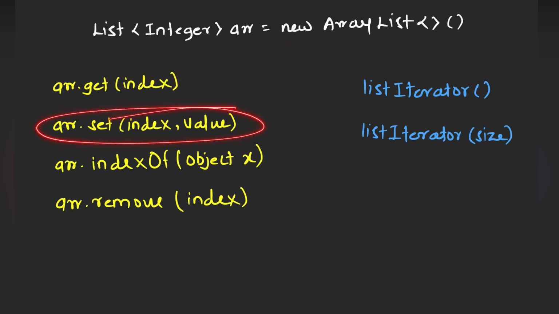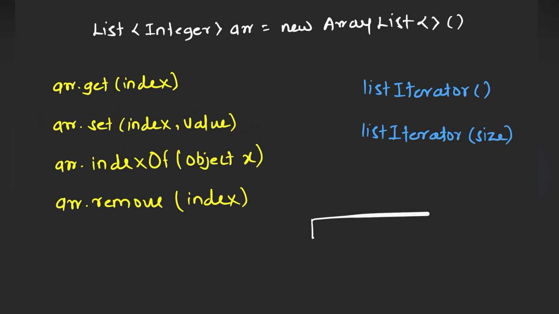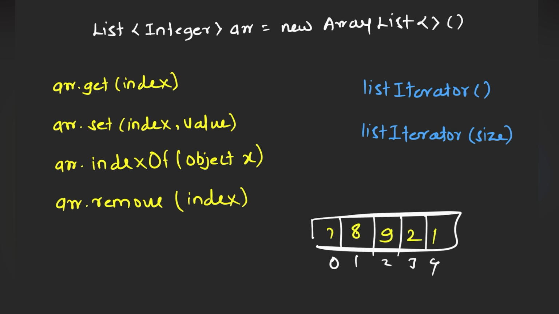The second one is called set. What does set indicate? Say I have the collection with indexes 0, 1, 2, 3 and 4, and I have the values 7, 8, 9, 2 and 1. Now suppose at index 2, I want to insert a value 14. So what I will do is ARR set, index 2, and the value I need to put is 14. So what will happen?